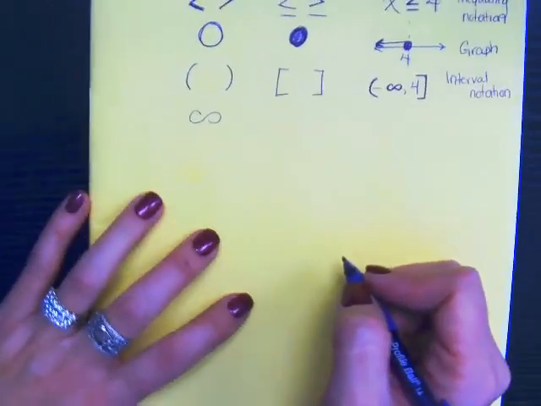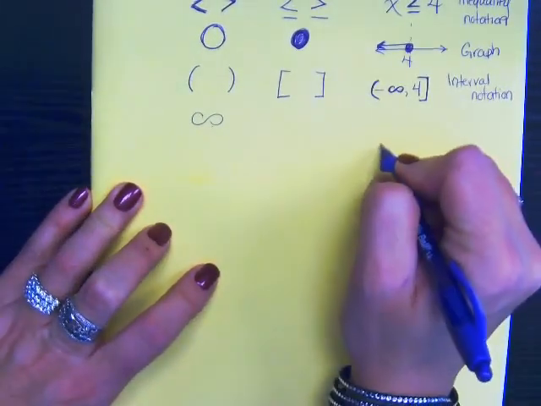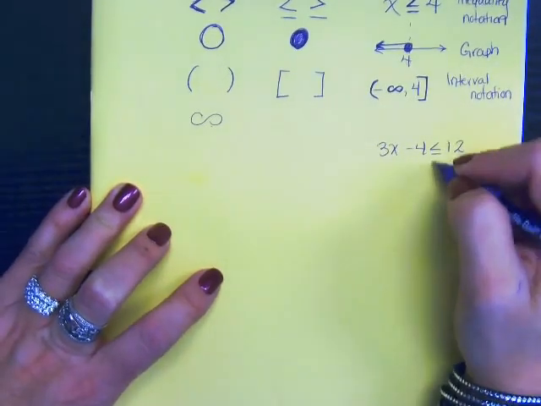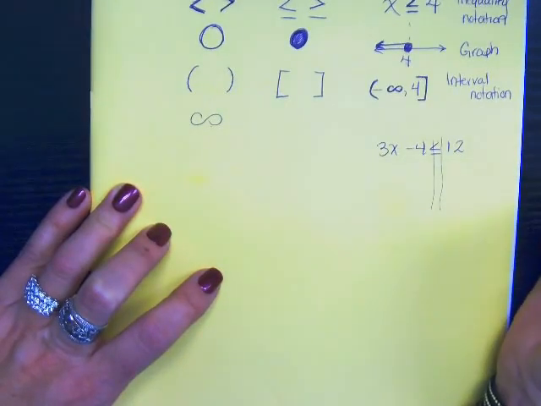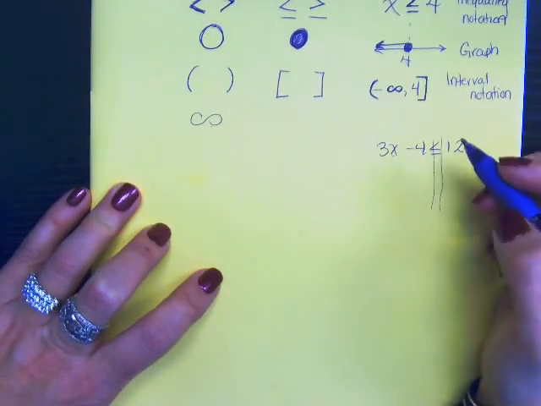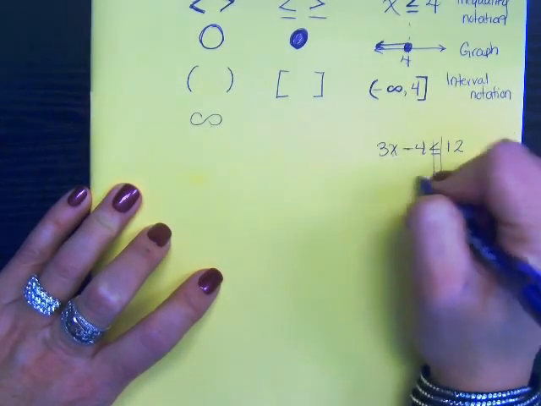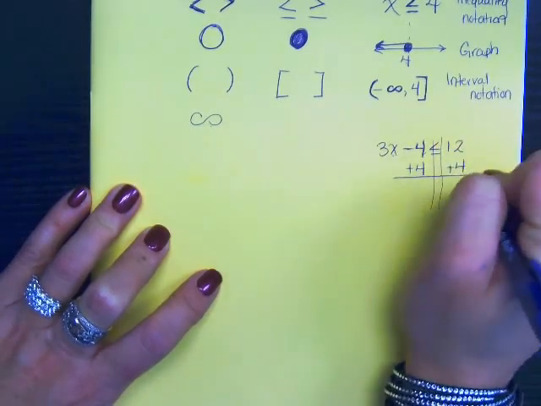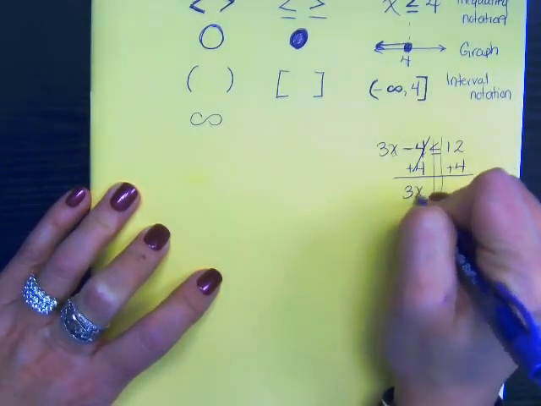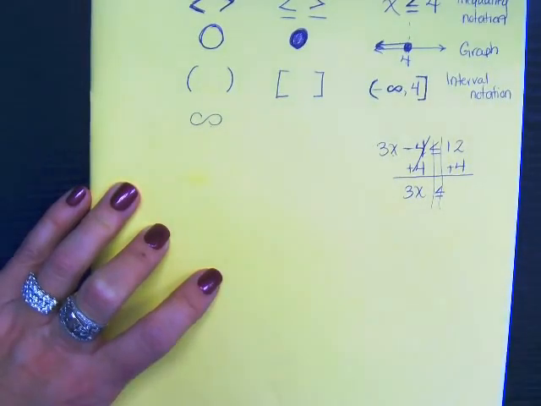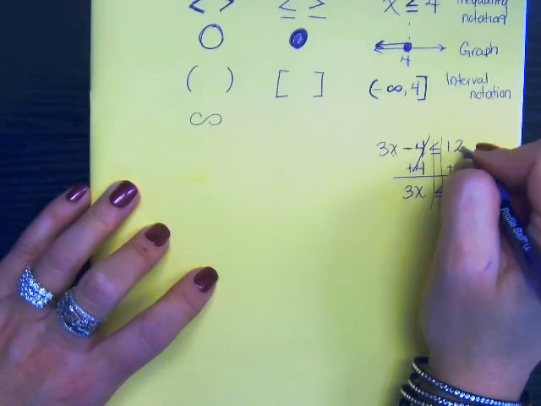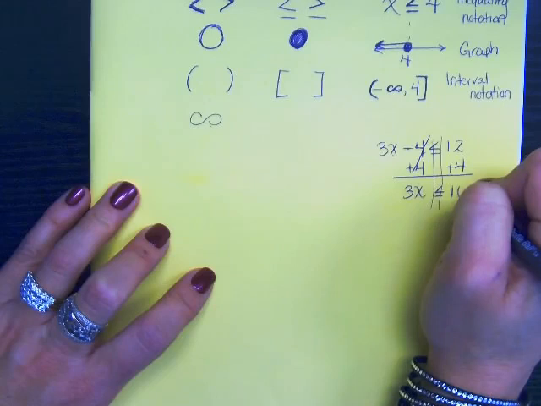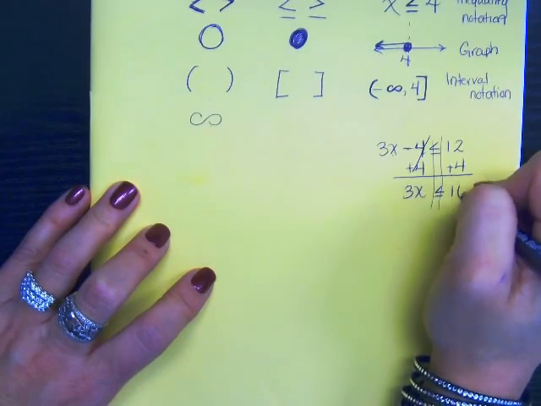Okay, so let's say we have something to solve for. If I'm working with 3x minus 4 less than or equal to 12, I would go ahead and solve this as I would a regular equation by isolating my variable x. So the inverse of minus 4 would be to add 4 on both sides, which would cancel that out. We have 3x come down, less than or equal to remains the same, and 12 plus 4 is 16.